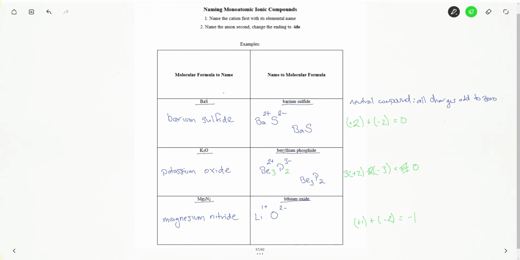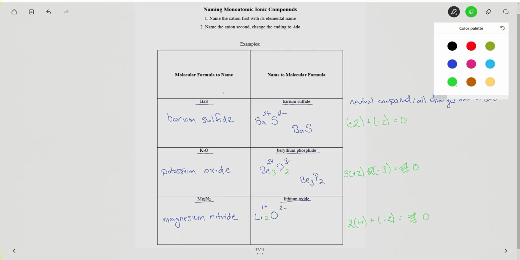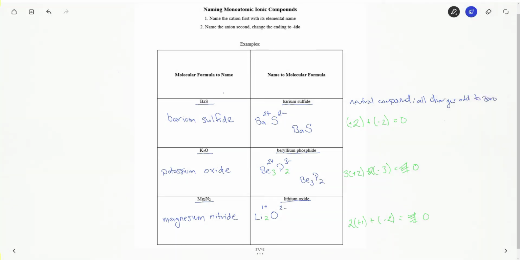This is a little bit easier fix than beryllium phosphide. I simply need to multiply my lithium by 2, and that changes that to a neutral compound. So I must have 2 lithium atoms. Let me rewrite that a little prettier and without my charges. Lithium oxide.